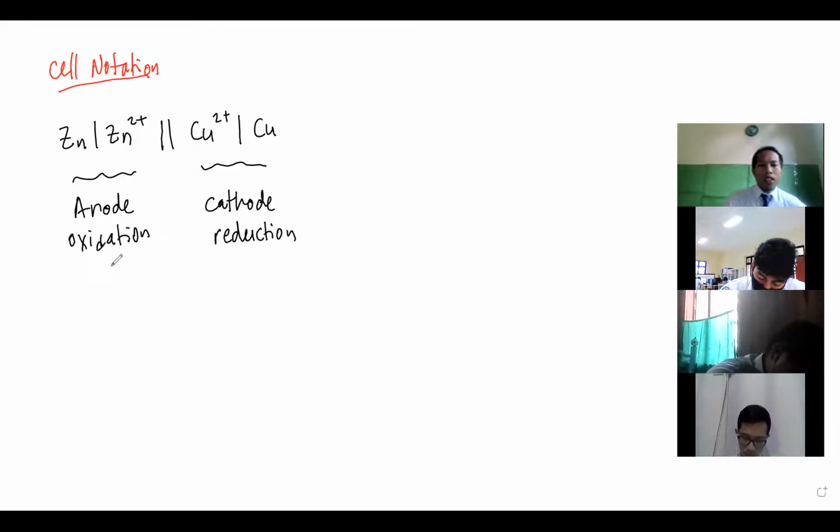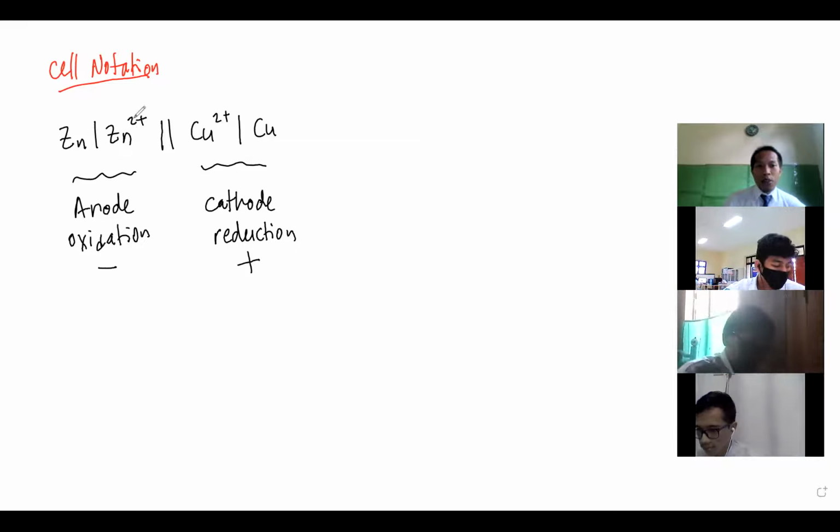Anode is the negative electrode, and cathode is the positive electrode. So this is how we can understand cell notation. On the left side, there is an anode where there is an oxidation process: zinc, single line, zinc 2+. This single line means that there is a different state between the zinc and zinc 2+. This is in solid, this is in aqueous.